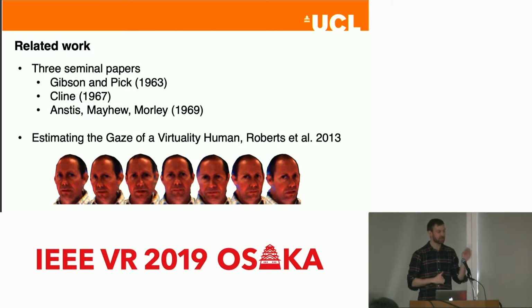I also wanted to mention, there's a lot of research and I can't go over it, but I wanted to mention this paper from 2013 by Roberts et al. Because it's the one that's probably most similar to ours. They also looked at virtual humans, which is similar to volumetric captured avatars, but they were looking specifically at dyadic gaze, so mutual gaze, whereas we look at triadic gaze here.